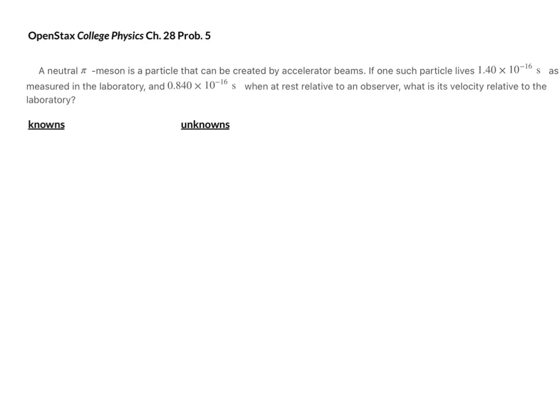We are given two different times. We have the 1.4 times 10 to the negative 16 seconds. So I'm going to call that delta t. So 1.4 times 10 to the negative 16 seconds. And then we have another time. So another delta t is 0.84 times 10 to the negative 16 seconds.